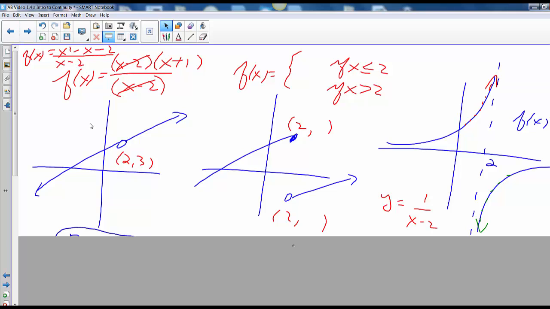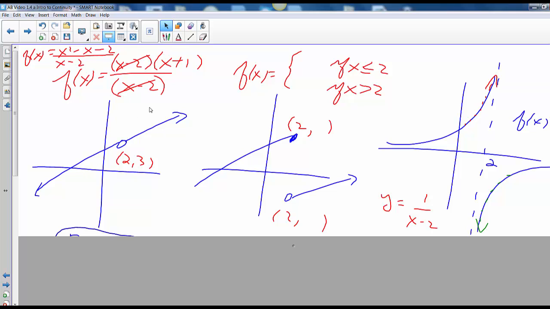So here's an example of each. Here's a point discontinuity. Here's a jump discontinuity. The graph jumps from one height to another. And here's an infinite discontinuity, where the limit as x approaches c from the right or from the left is positive or negative infinity.